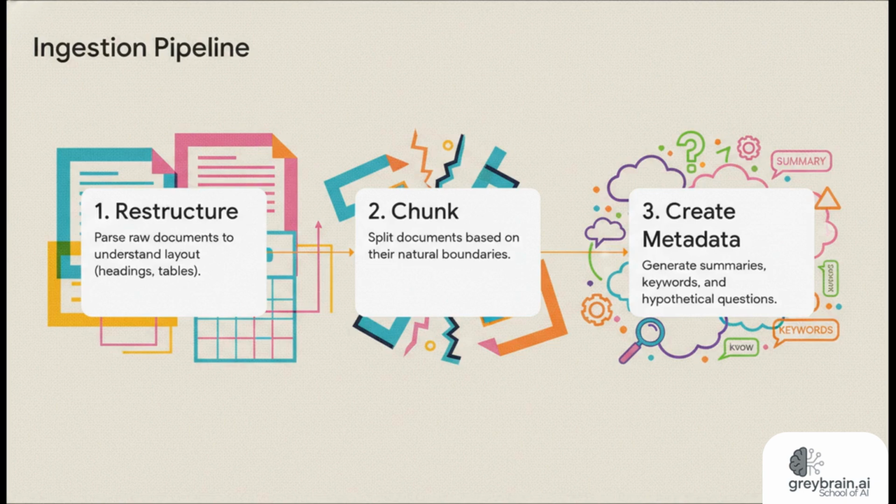First, you have to restructure the raw document. You don't just rip out the text. You parse it to understand the layout, the headings, the paragraphs, the tables. Second, you chunk it intelligently. You split the document along its natural boundaries, not just every 500 characters. And finally, for every single chunk, you create rich metadata, things like summaries, keywords, maybe even a list of questions that chunk could answer. All this extra work makes retrieval so much more accurate down the line.